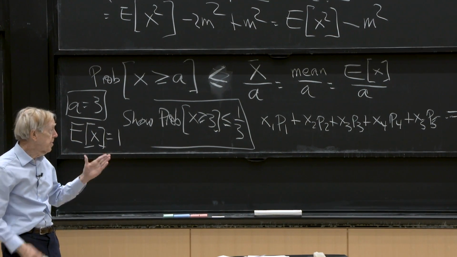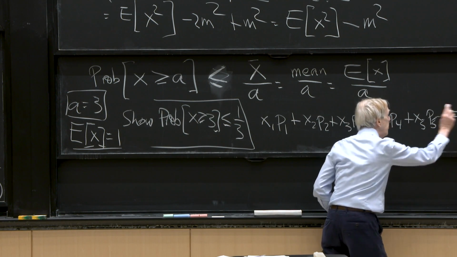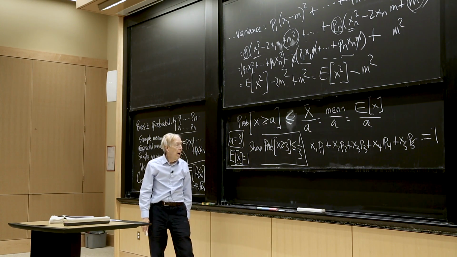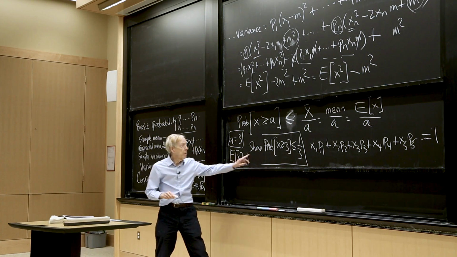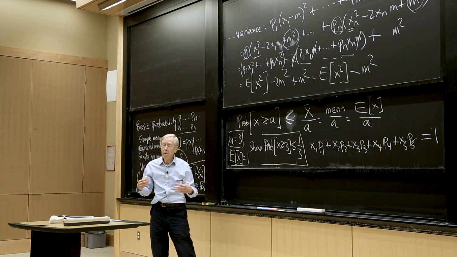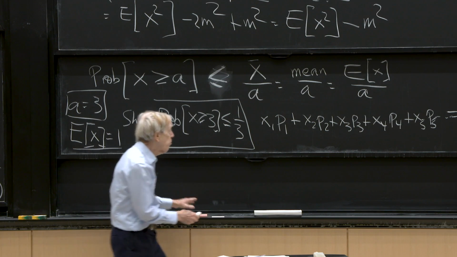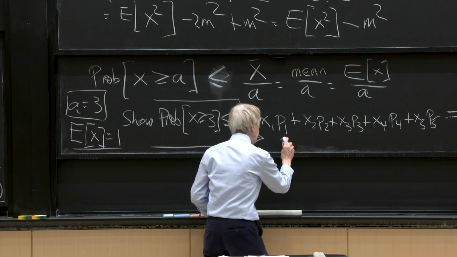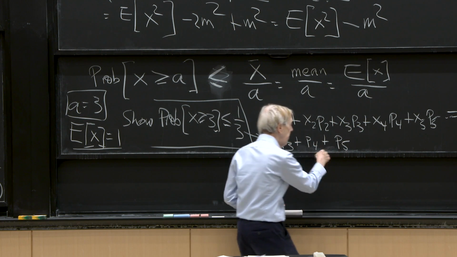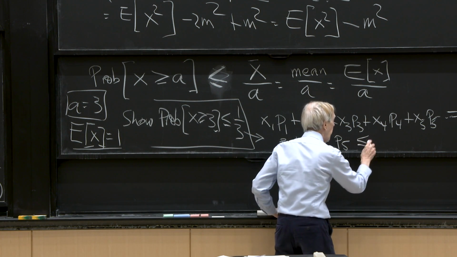So what I've written down there is the mean, and I'm assuming that to be 1. So this is the fact that I know is 1. And what is it that I want to prove? I want to know the probability of being greater or equal 3. So what's the probability that the result will be greater or equal 3? It's P3 plus P4. These are the probabilities, the different ways that I might be greater or equal 3. And I'm claiming that that's less or equal 1/3.